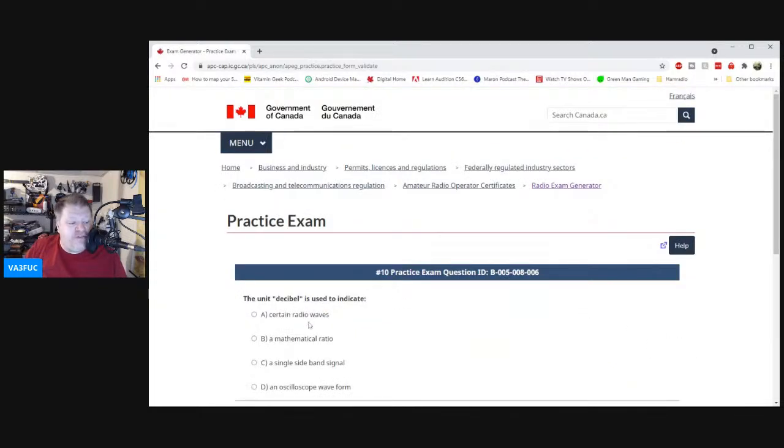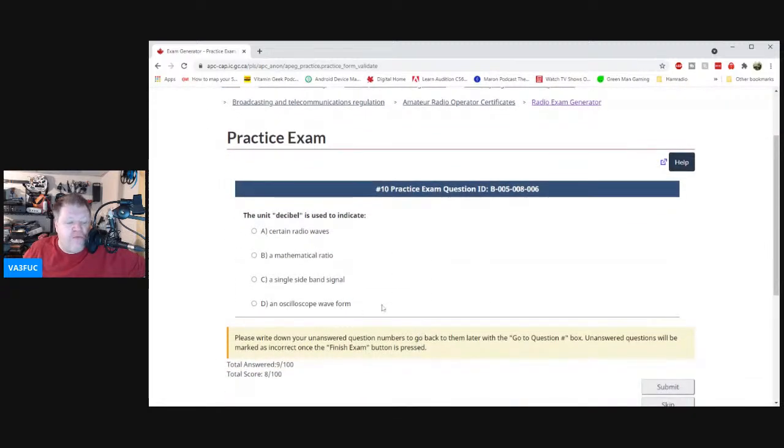Units in decibels is used to indicate. Okay, so decibels, we usually use that for sound, is the way I've always been taught. But in here, it has a different meaning altogether. So, certain radio waves, a mathematical ratio, a single sideband signal, an oscilloscope waveform.